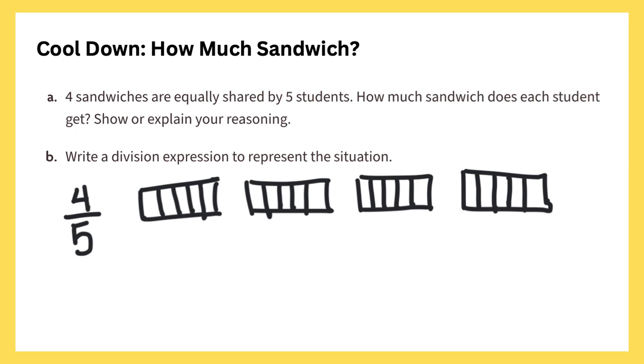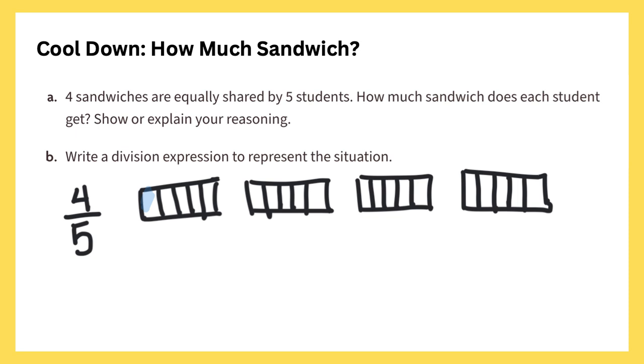And so let's go ahead and just make sure we have it. 1, 2, 3, 4, 5, for each sandwich. Perfect. So we have sandwich 1, sandwich 2, sandwich 3, and sandwich 4 all split up into 5 equal parts. So let's go ahead and split this up.